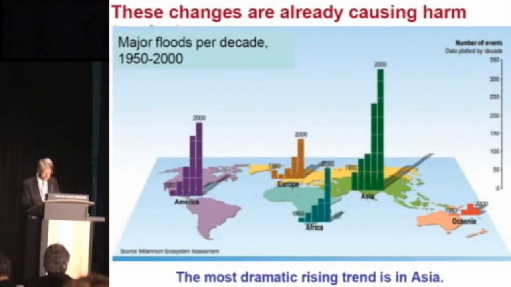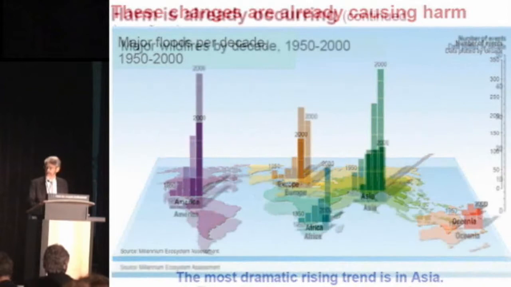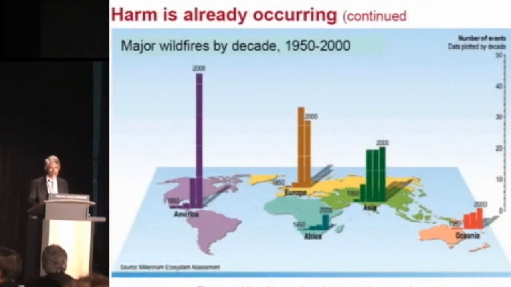This is a graphical depiction of the incidence of major floods by decade and by continent from the 50s through the year 2000. As you can see, floods are up dramatically on virtually every continent, the most dramatic rising trend in Asia. Major wildfires are up on every continent, decade by decade, around the world. And again, we know why. The conditions that make wildfires more severe are strongly aggravated by the global climatic disruption that we are experiencing.